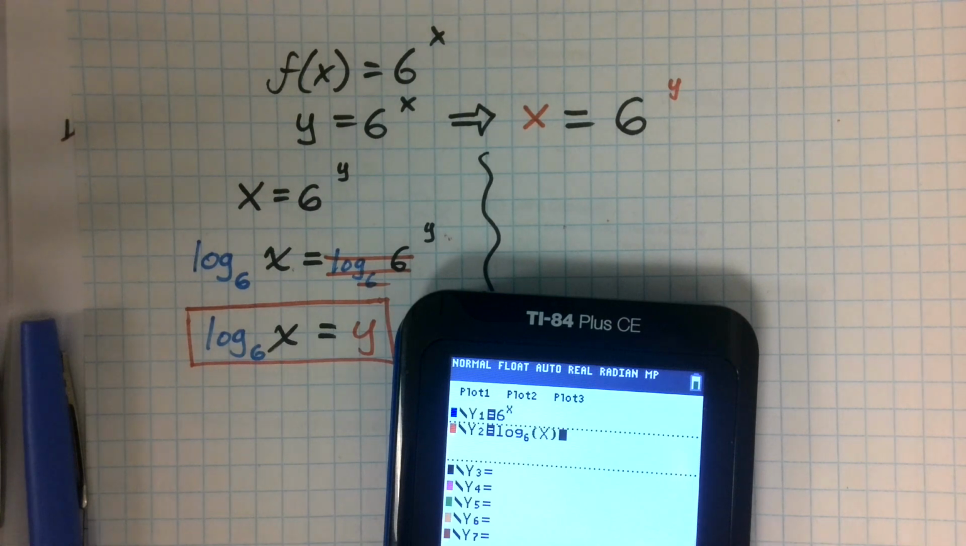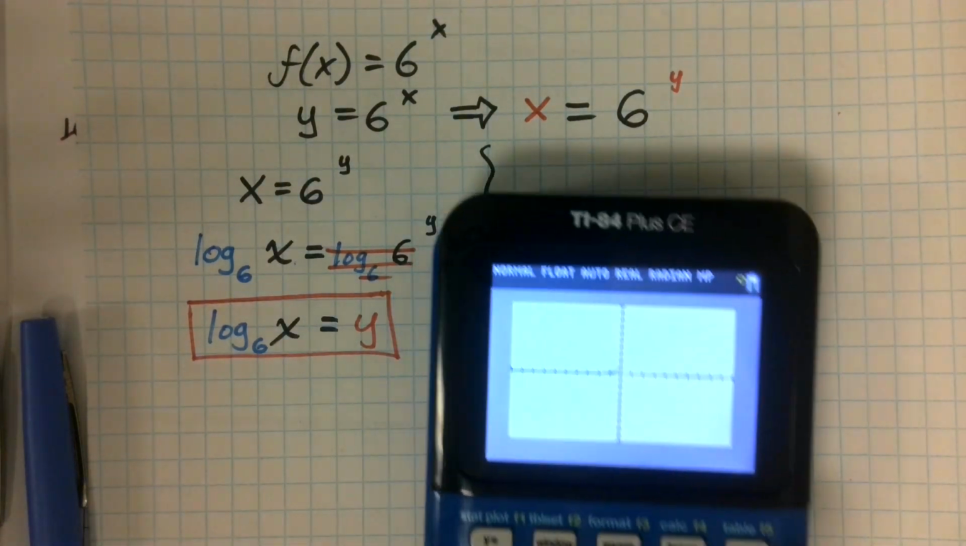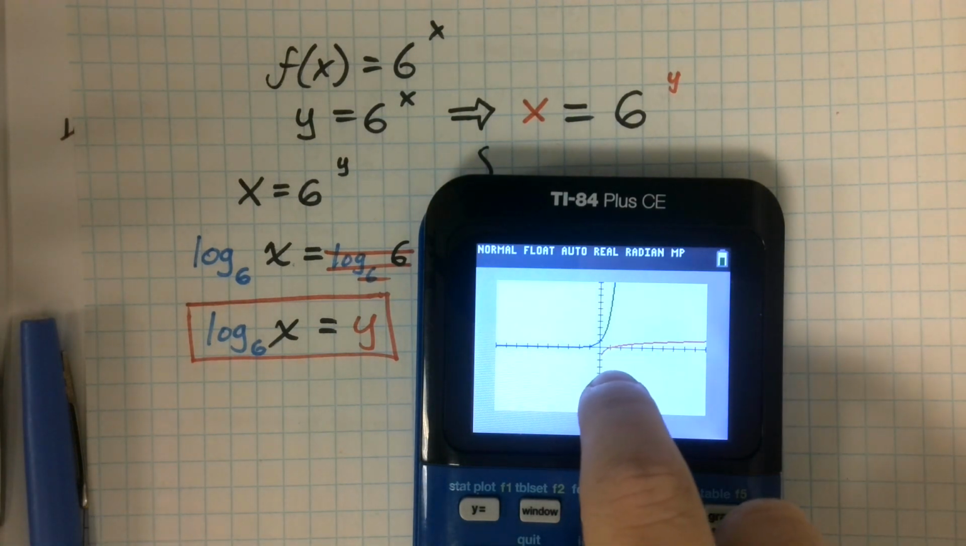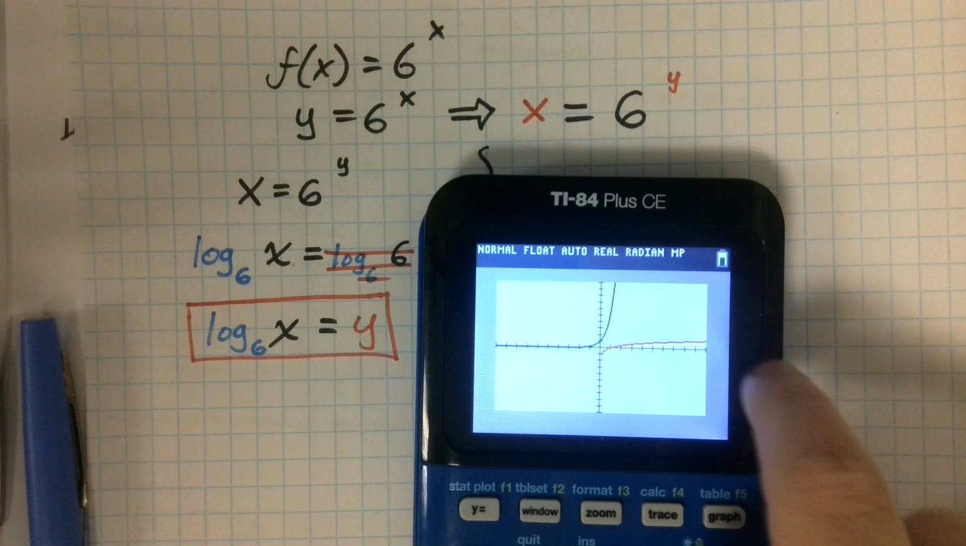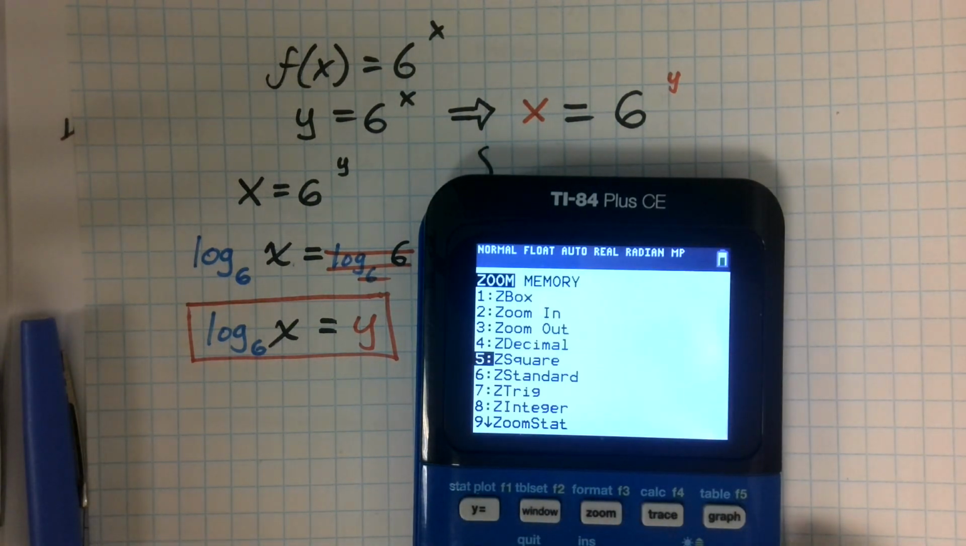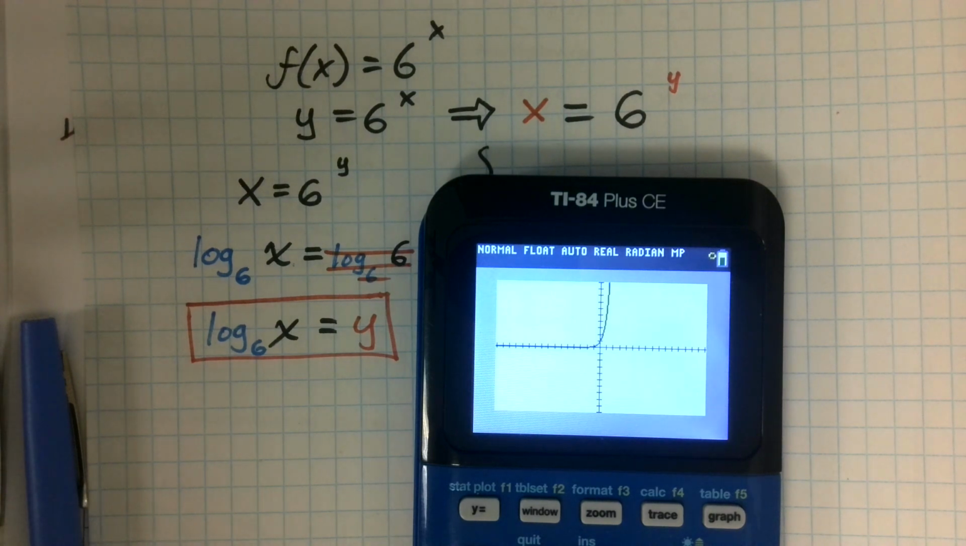Here we go. Let's see the graphs of these two. Here's 6 to the x. And would you look at that? Log base 6 of x looks the exact same across this diagonal. In fact, if I zoom square, it's even clearer to see that these two are like perfect opposites. Very nice.